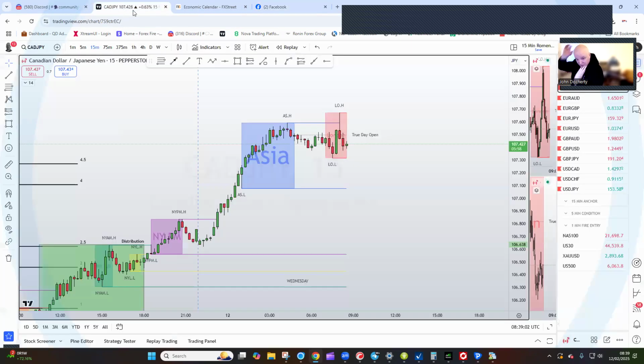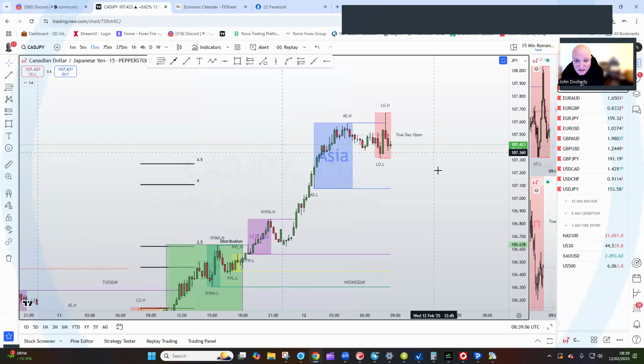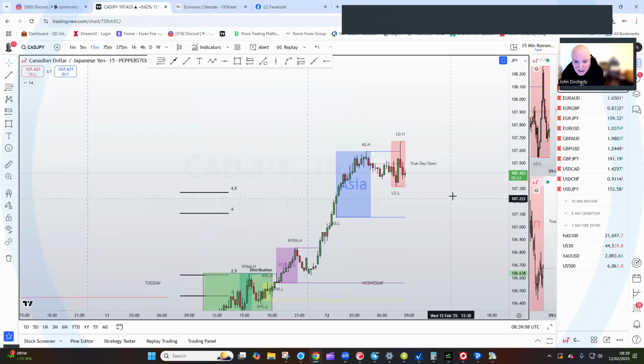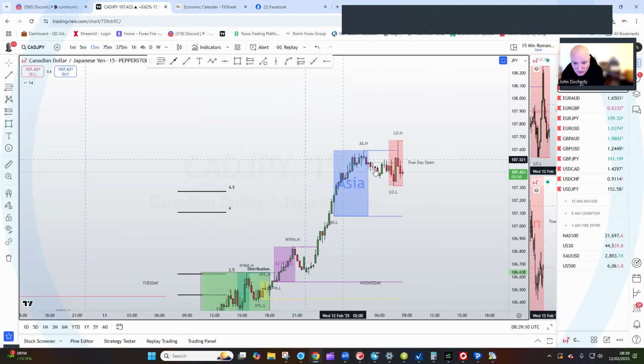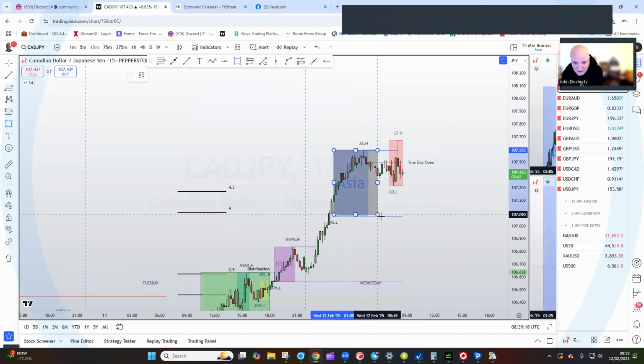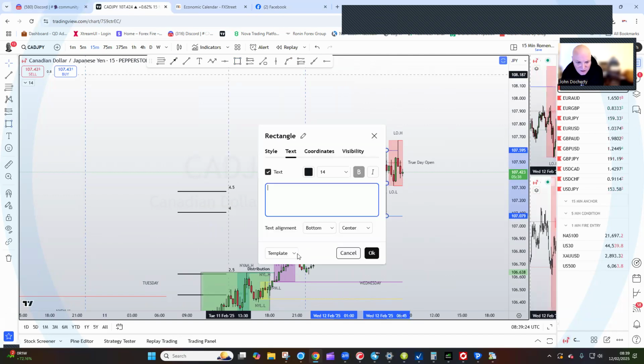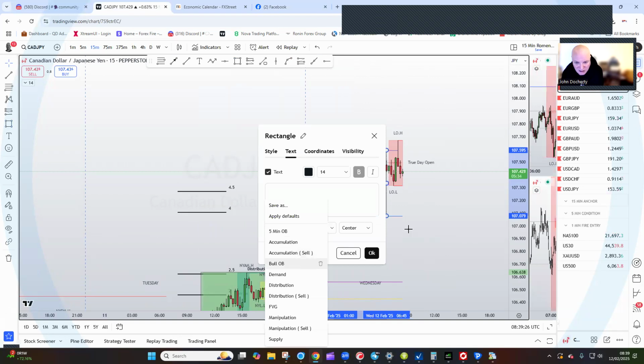But this morning, I'm not looking at the fire entry as such. I just want to start looking at this AMD. Basically, it's a consolidation of price, then a breakout where the manipulation is. So if I highlight this as an example, I've got an accumulation sell point.